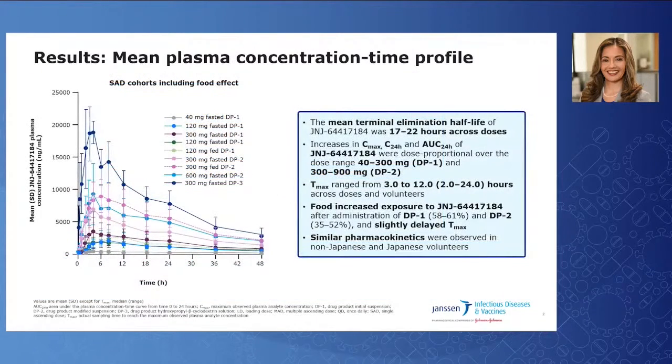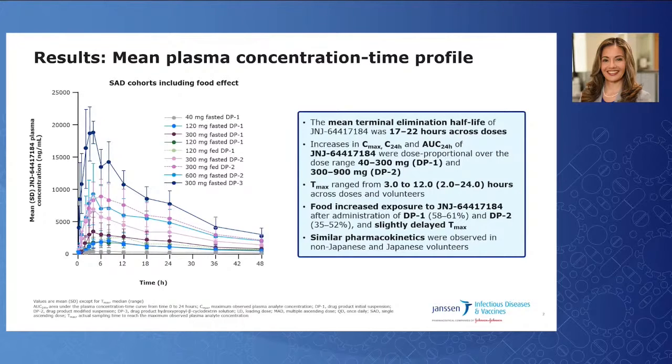Here, the mean plasma concentration time profile is shown for the SAD cohorts, including food effects. The terminal half-life of J&J-7184 was 17 to 22 hours across doses. Increases in maximum serum concentration, trough concentration at 24 hours post-dose, and area under the curve for 0 to 24 hours were dose proportional over the dose ranges for drug product 1 and drug product 2.